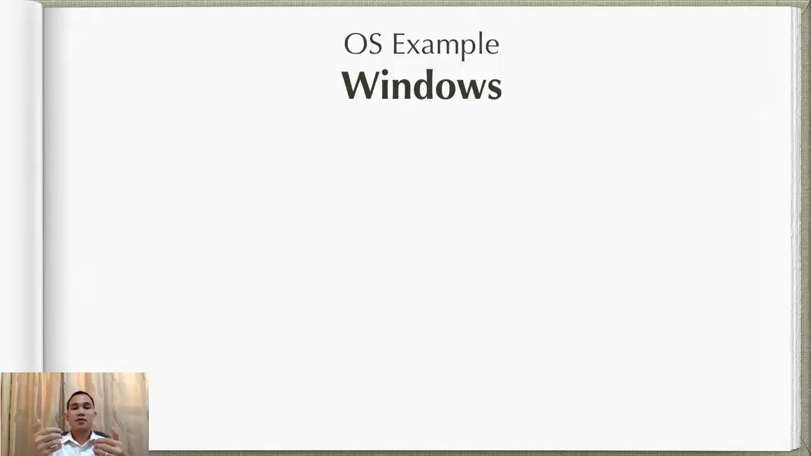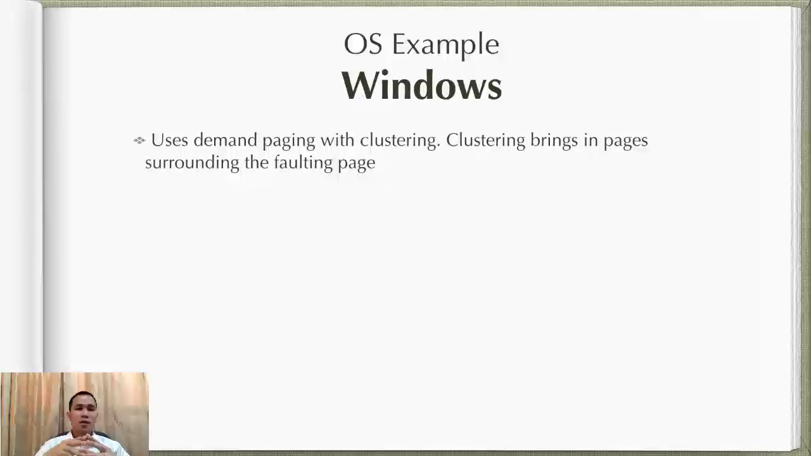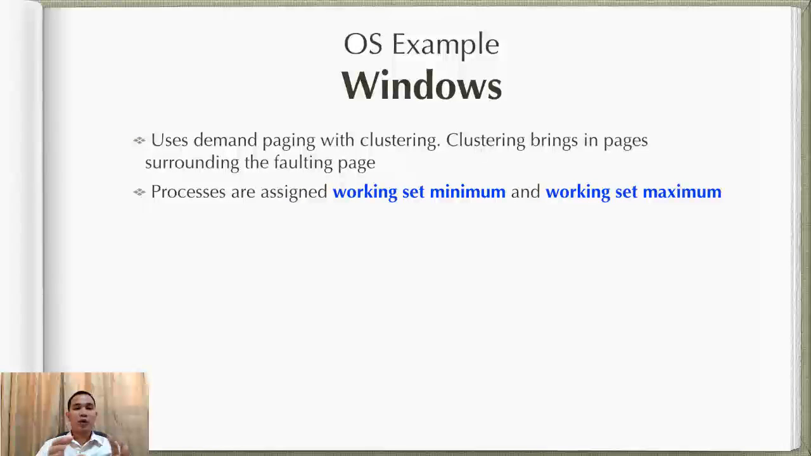Now let's check the different operating systems. First, Windows. Windows uses demand paging with clustering. Clustering brings in pages, the faulting page including its surrounding, and processes are assigned a working set minimum and a working set maximum.